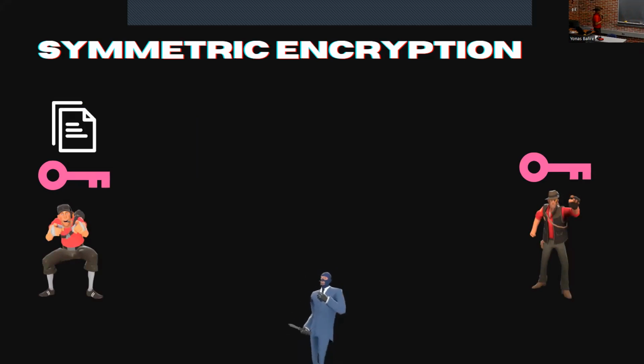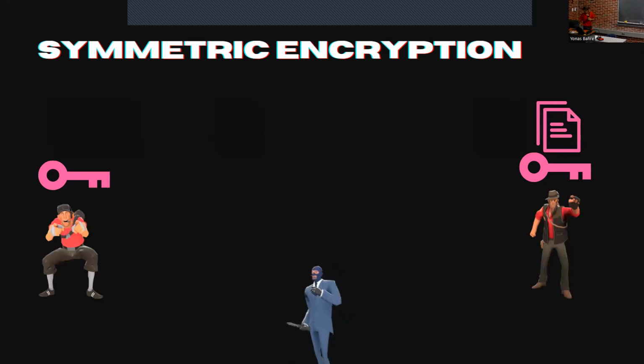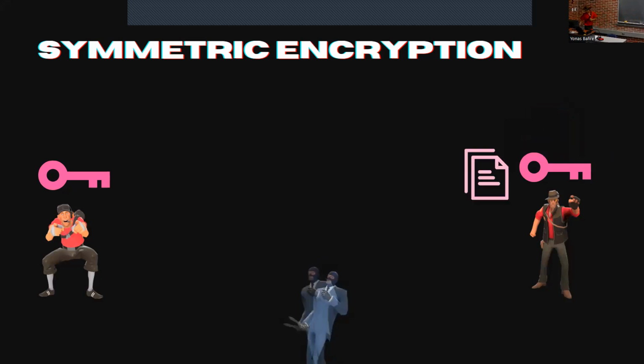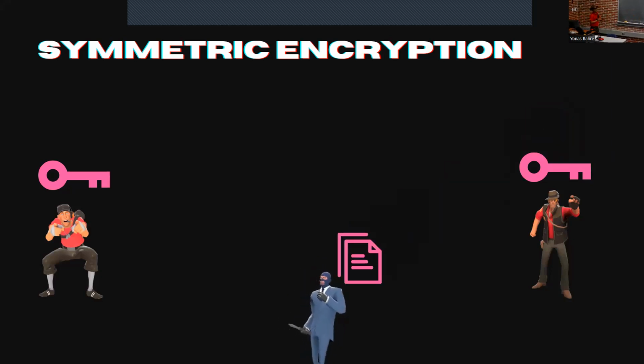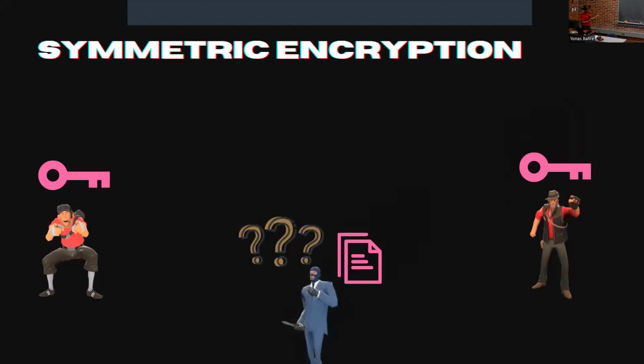Scout has a message he wants to send. What do you think it says? It gets encrypted with a shared key. It goes over. And then the sniper can just decrypt it because he has the same key. Now, even if our spy was able to intercept the communication, he wouldn't know what it says because it's encrypted and he does not have access to the key.